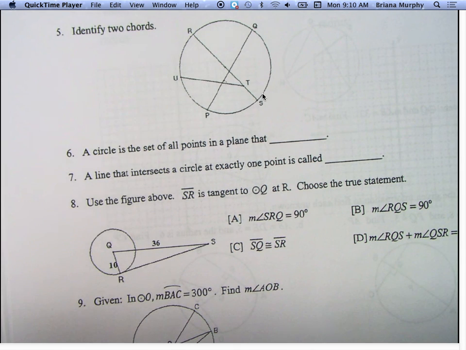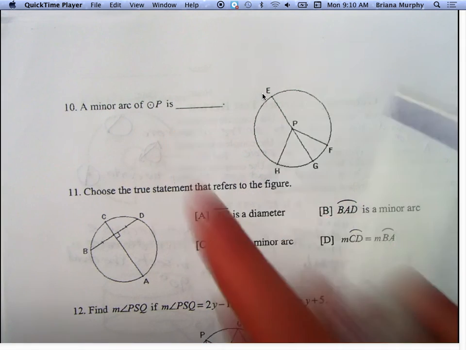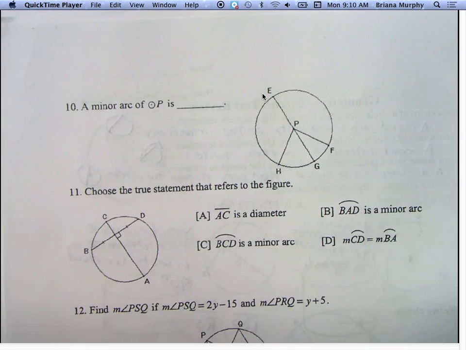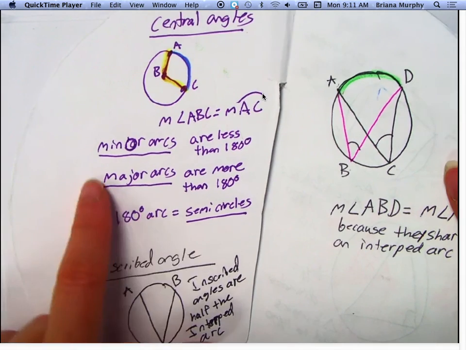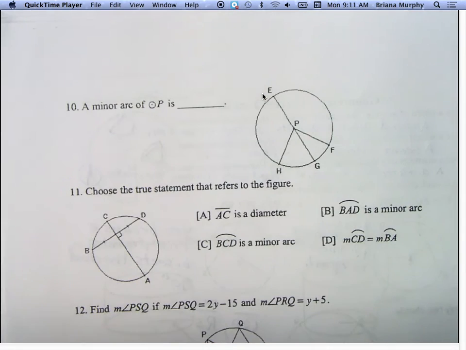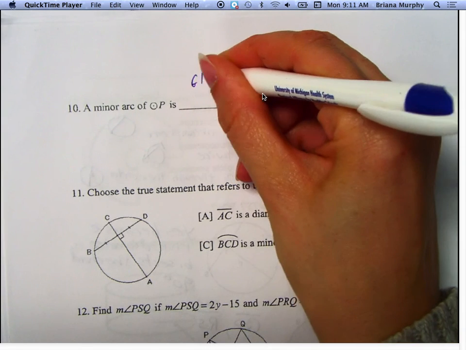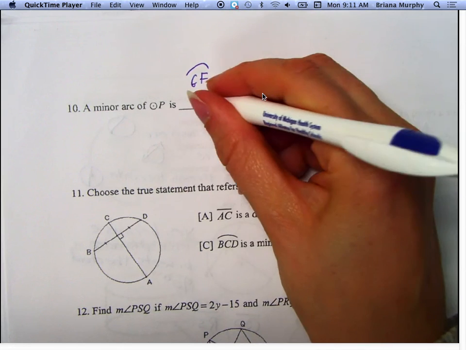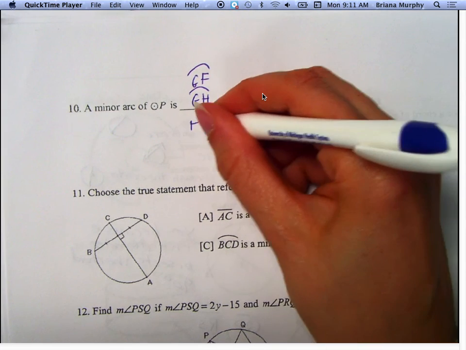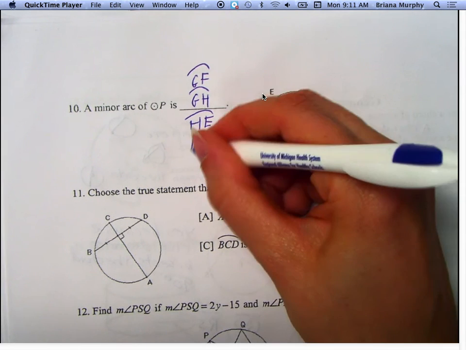Let's look at 10. A minor arc of circle P is what? What is the definition of a minor arc? I talk about minor arcs on this page with central and inscribed angles. Minor arcs are less than 180 degrees. So there's a couple different options here. GF is less than 180 degrees. GH is less than 180 degrees. HE is less than 180 degrees. EF is less than 180 degrees.